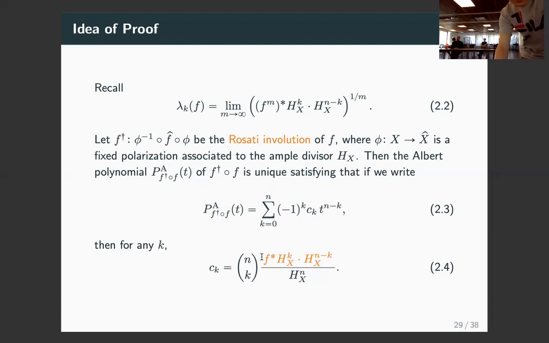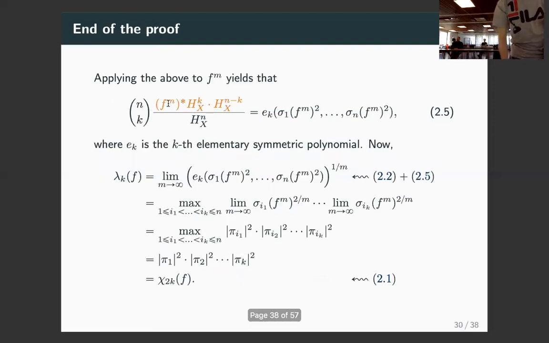The interesting thing is that we have this number in the numerator and denominator, so this number is close to the definition of the numerical dynamic degree. So we just need to replace f by f to the m, the mth iterate. Then the left side is the coefficients of the characteristic polynomial of the composition of the Rosati involution and f to the m.